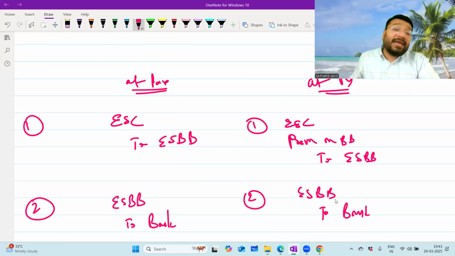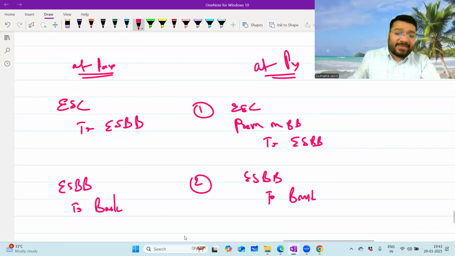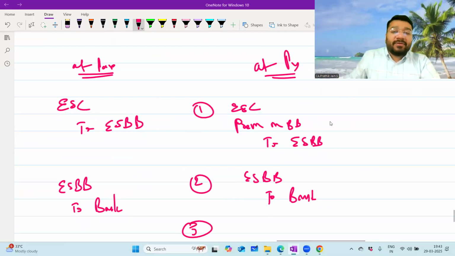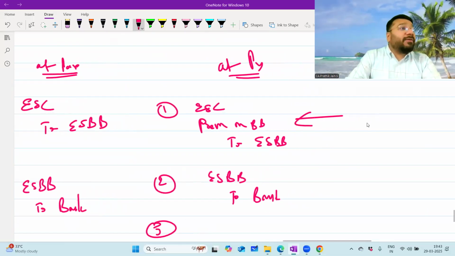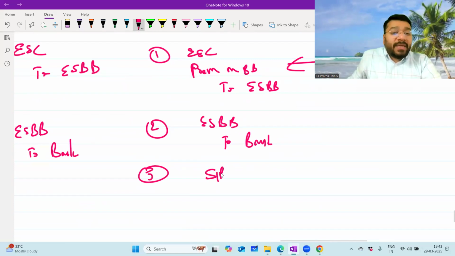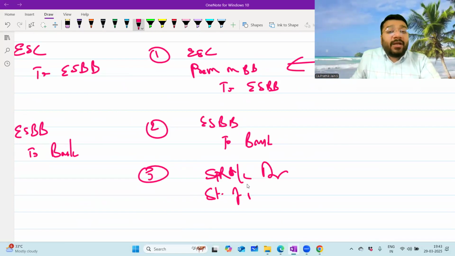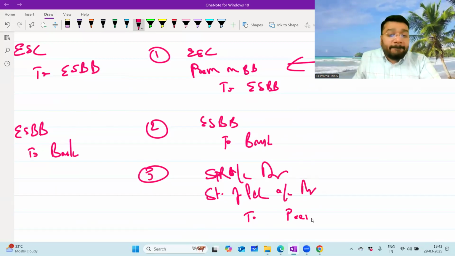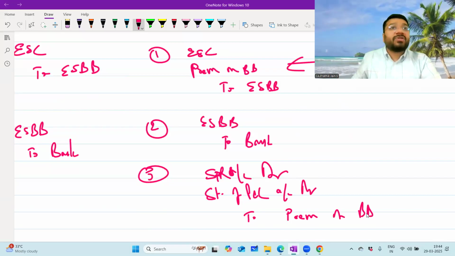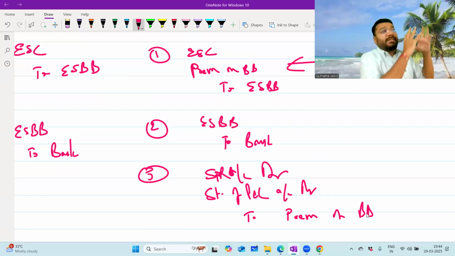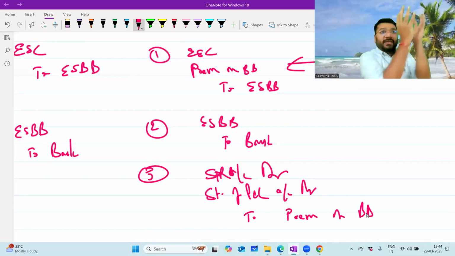But here an extra entry will come for premium on buyback. SPR account debit, Statement of P&L account debit, to premium on buyback. So now we have understood all the entries in groups here and there.